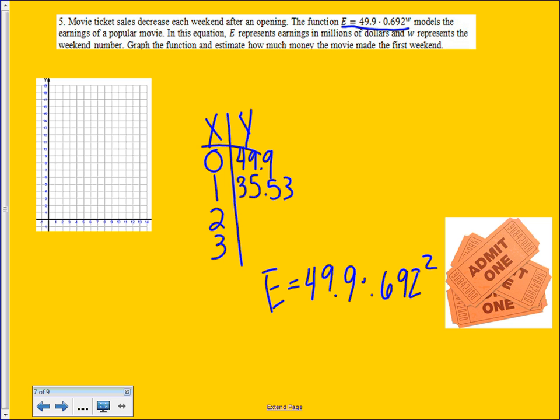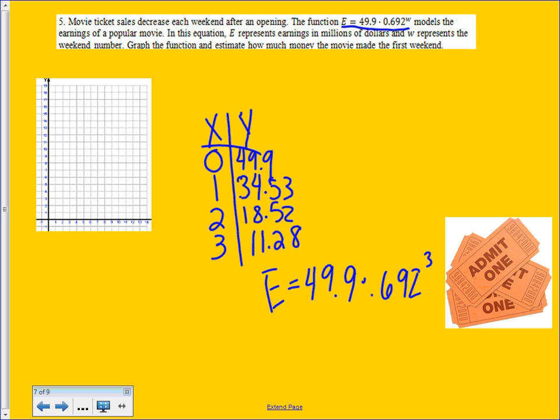When you multiply all of that, you get 18.52. And I apologize, this should be 34.53. I wrote that down wrong. Okay, then let's take a look at if we have it raised to the third power. Okay, so now we're taking 49.9 times 0.692 raised to the third power, and you get 11.28. So this is going to give us a good start.